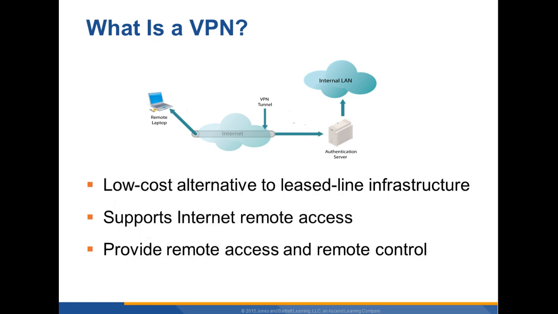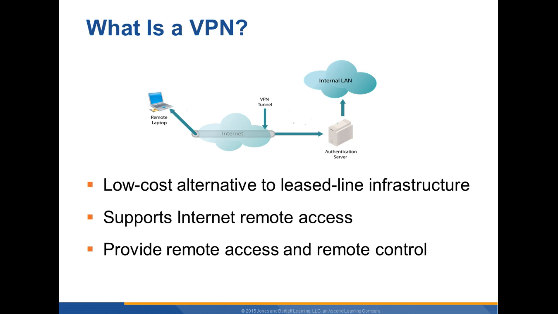A VPN is a low-cost alternative to leased-line infrastructure. It delivers remote connectivity to offices and workers. Leased lines create a direct and permanent path between two locations. They provide wide area connectivity by way of reserved connection for private customer use. There are also dedicated circuits that provide the last mile access from user premises to the internet service provider. So VPN is a low-cost alternative to this.